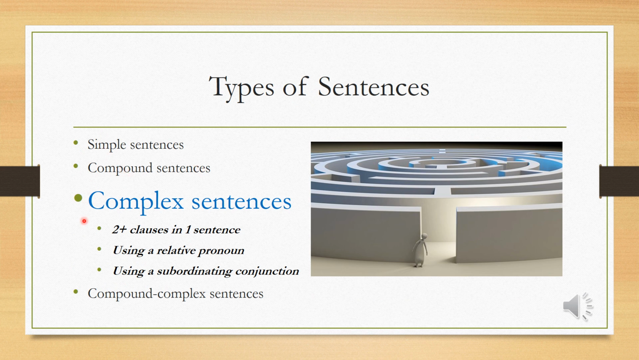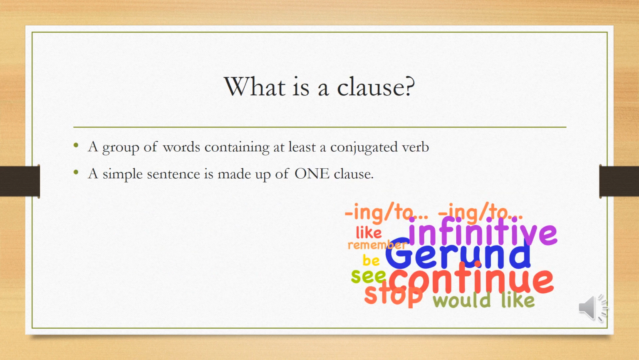So, among the types of sentences we have here, the one we're talking about today are complex sentences. This means we have at least 2 or more clauses in one sentence. All right then, you may ask, what is a clause? A clause basically is a group of words that contains at least one conjugated verb. So you might say, isn't that a simple sentence? Actually, yes, a simple sentence is made up of one clause.